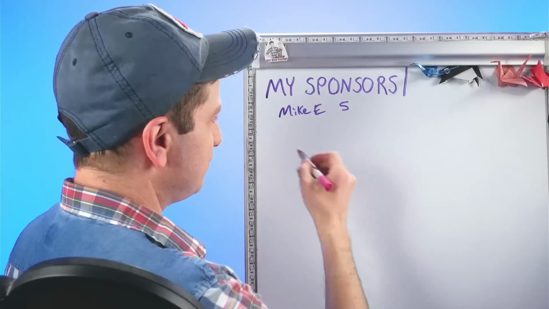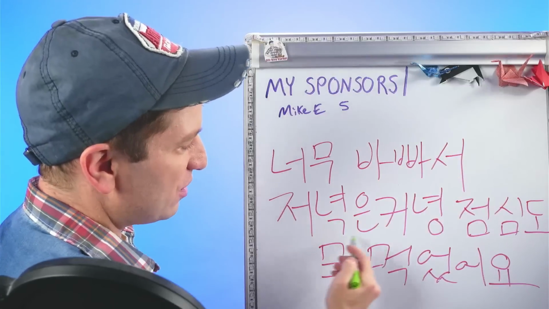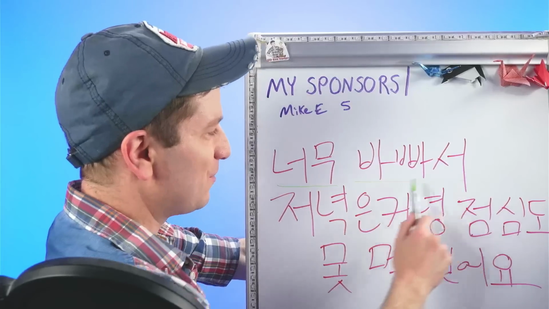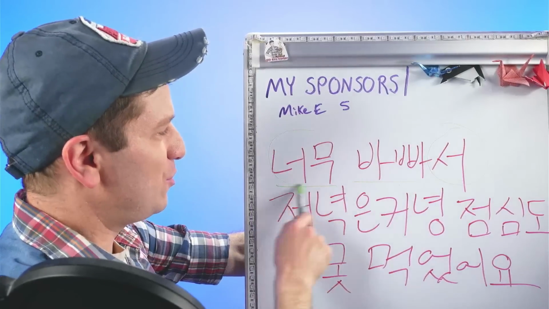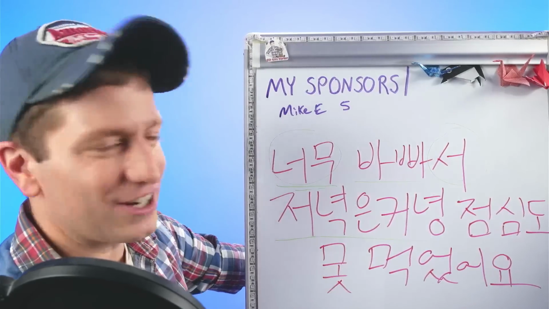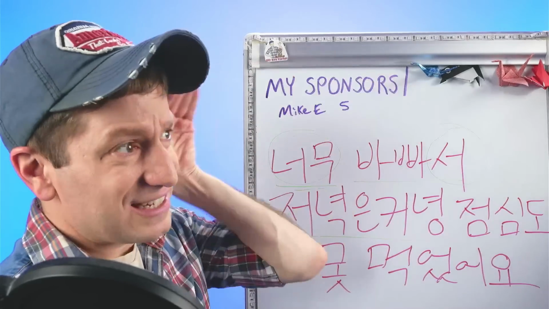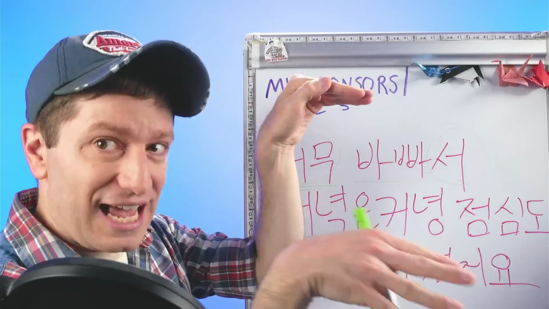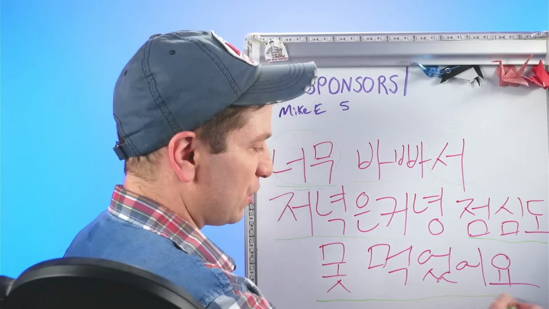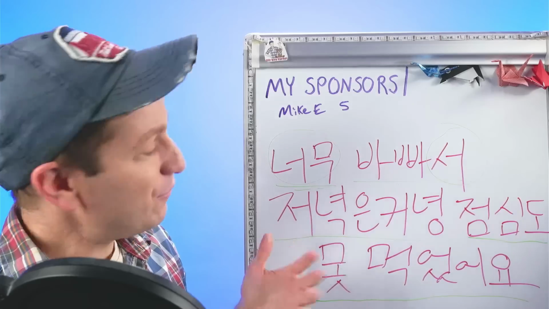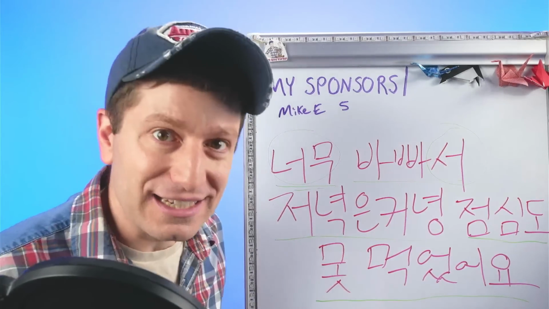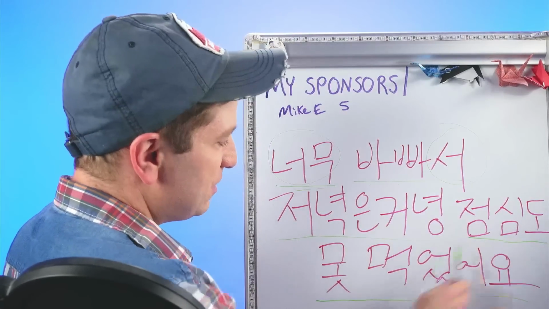Let me give you the first example. 너무 바빠서 저녁은 커녕 점심도 못 먹었어요. 너무 바빠서, so because I was too busy. Here we have 저녁, dinner. 저녁은 커녕. Of course, not dinner, but also not this, which is less. So what is this less thing? 점심, lunch. Even lunch, 못 먹었어요. I couldn't even eat lunch. Never mind dinner, or forget dinner. I couldn't even eat lunch because I was so busy.